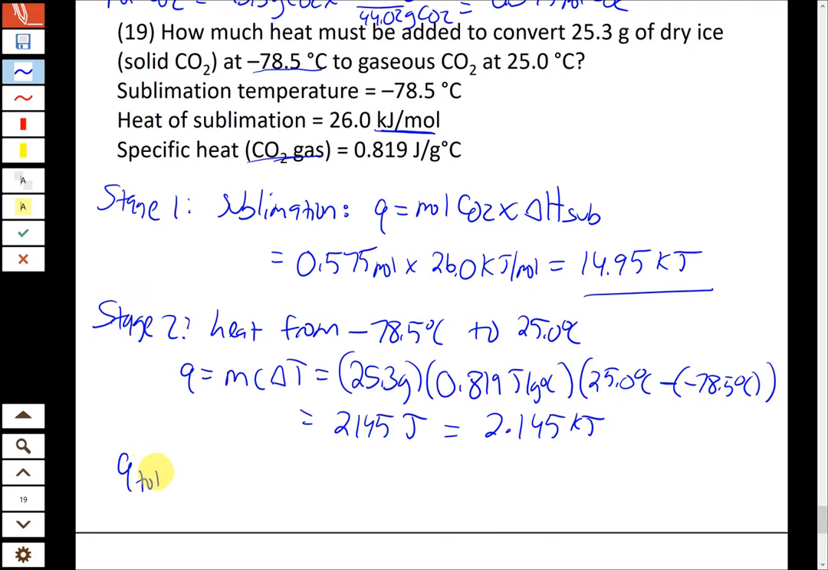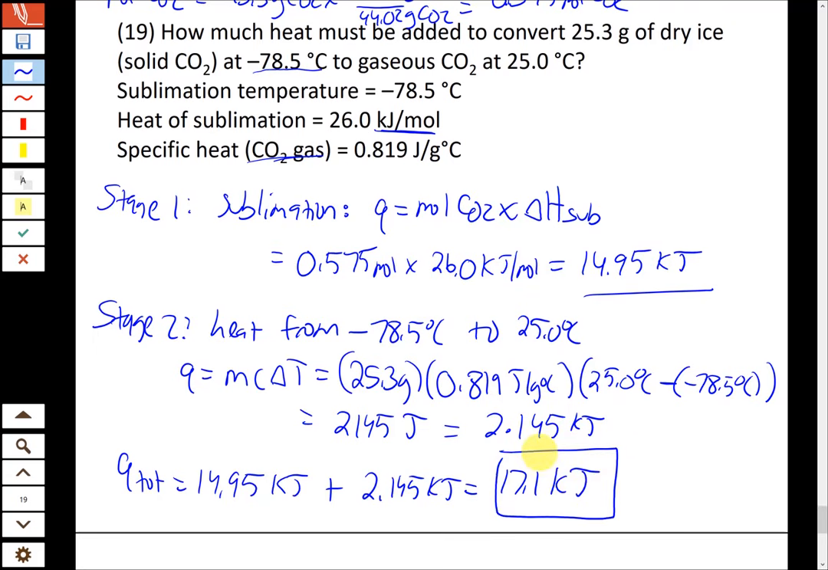So the total amount of heat that we need is just the two added together: 14.95 kilojoules for sublimation plus 2.145 kilojoules for heating it up. That comes out to 17.1 kilojoules. Again, I wasn't specific on units or decimal places, but that's what it would be here.